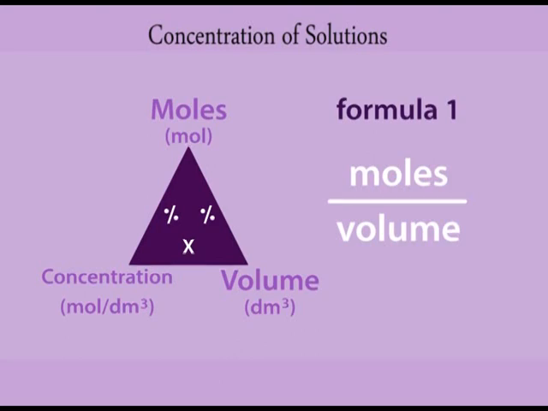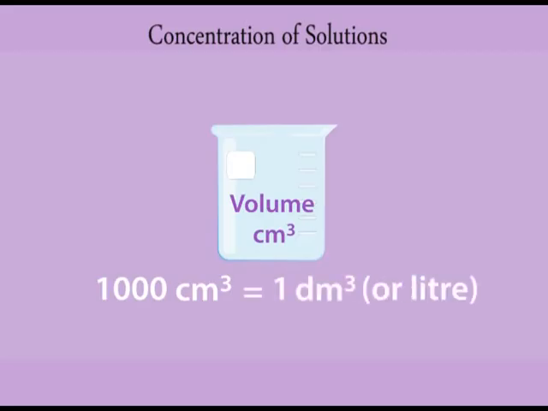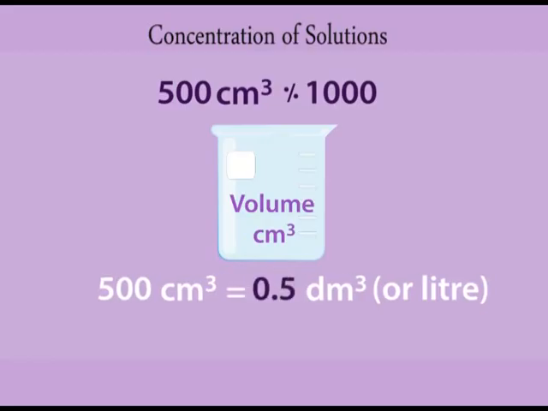Most of the time, volumes are measured in cubic centimeters. 1,000 cubic centimeters is equal to 1 cubic decimeter, which is equal to 1 liter. So how many cubic decimeters is 500 cubic centimeters? To get the answer, we divide 500 cubic centimeters by 1,000 cubic centimeters. So 500 cubic centimeters is the same as 0.5 cubic decimeters.